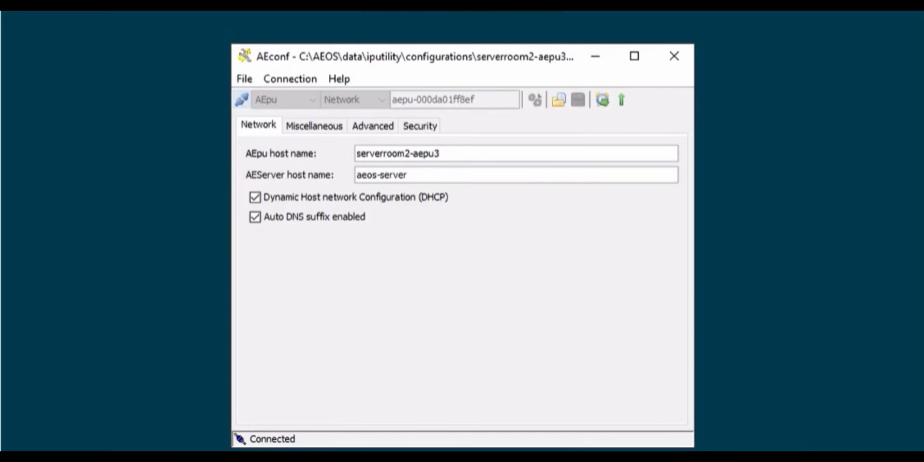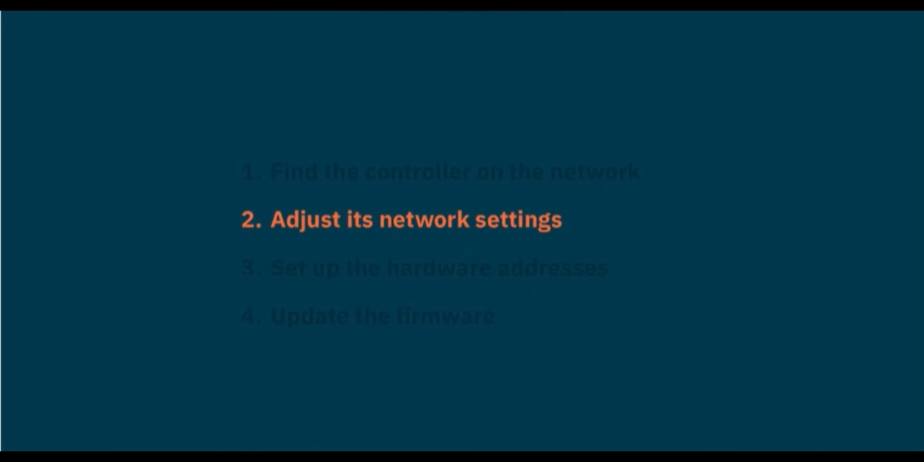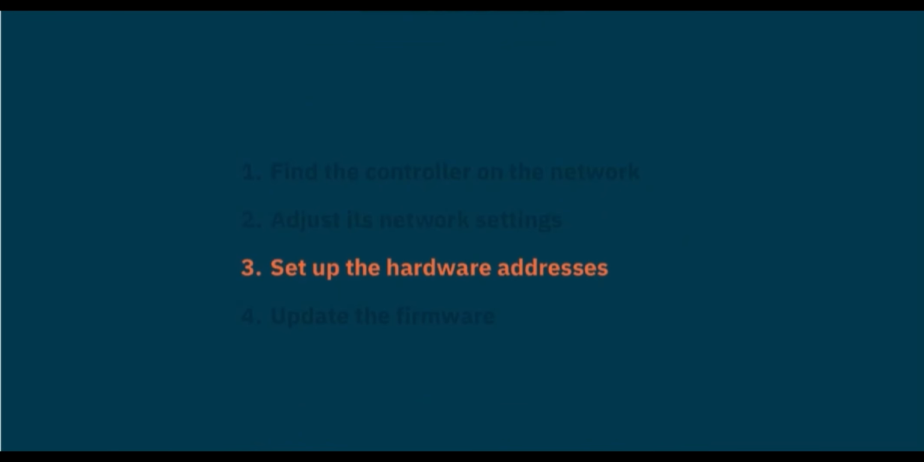You're all done. All EOS components on the network, including AMON, can find this door controller now. You can now go to step 3. But that's something for another video.